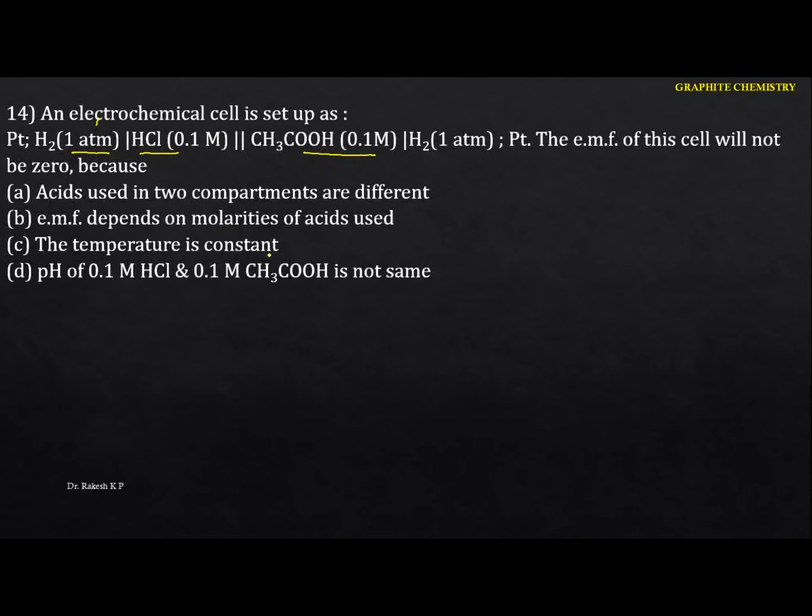The temperature is constant. The pH of 0.1 molar HCl and 0.1 molar acetic acid is not the same. Let me take this one here. That is the acid here. So they've given the HCl. Let me write the HCl: there is H plus and Cl minus. This is dissociation. If you come to the acetic acid here, we know that acetic acid is a weak acid. It does not dissociate completely. It dissociates only partially.